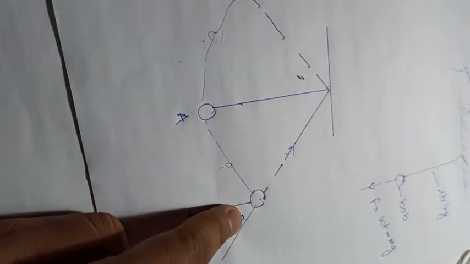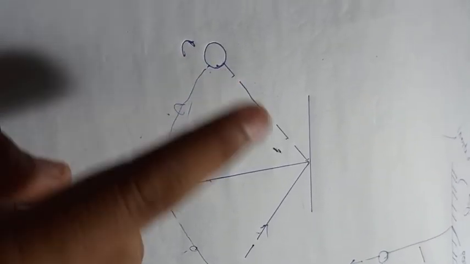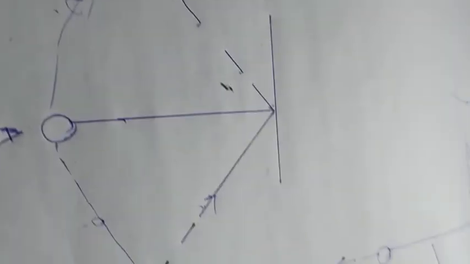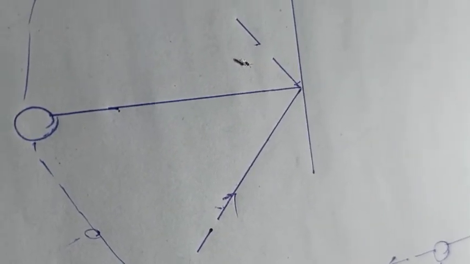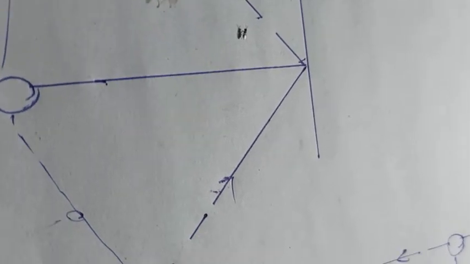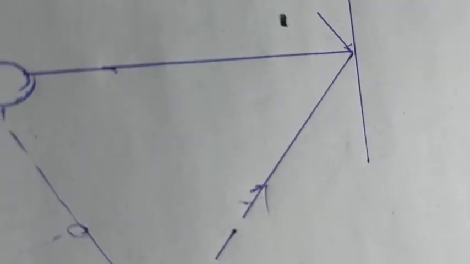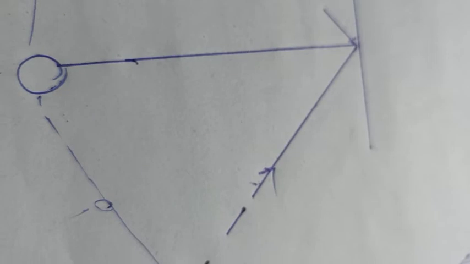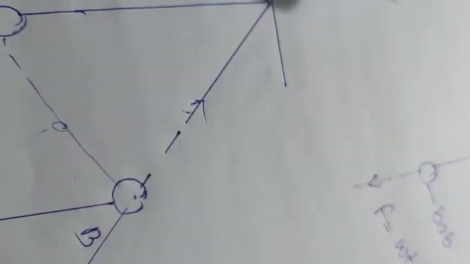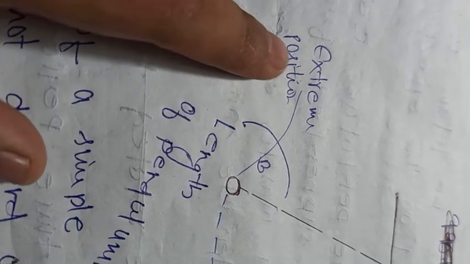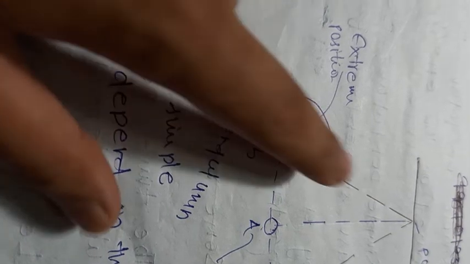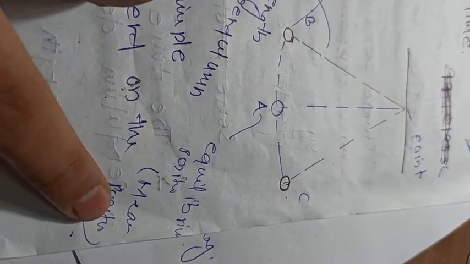So point B and point C are what we call the extreme positions. I will show you the figure. You can see from here. I just wrote here, this one is the extreme position, and here I wrote the length of the pendulum is this one. And this one is the equilibrium position, the main position.